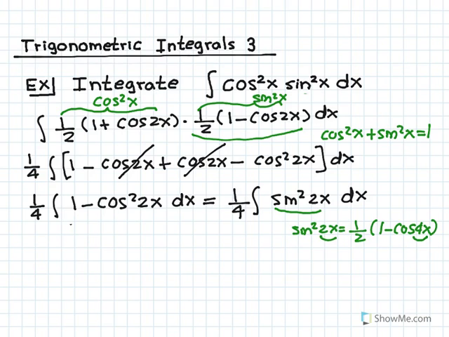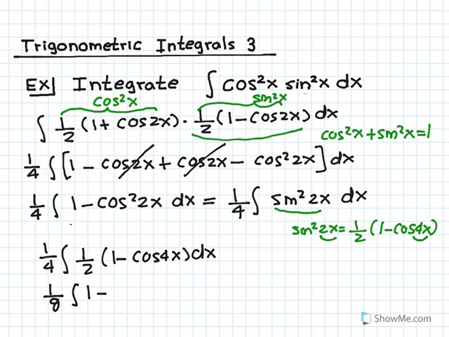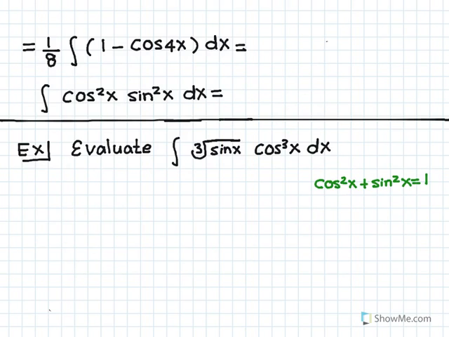Alright, so let's write this down. We get 1/4 integral of 1/2 (1 minus cosine 4x) dx. Now 1/4 times 1/2 is 1/8. We can just pull that out of the integral. We get 1/8 integral of 1 minus cosine 4x dx. So what we have is 1/8 integral of 1 minus cosine 4x dx.